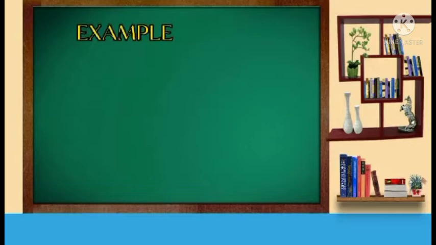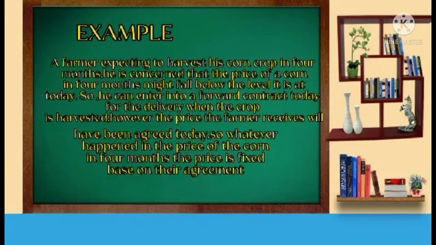For example, a farmer is expecting to harvest his corn crop in 4 months. He is concerned that the price of corn in 4 months might fall below the level it is at today. So he can enter into a forward contract today for delivery when the crop is harvested. The price the farmer receives will have been agreed today. So whatever happens to the price of corn in 4 months, the price is fixed based on their agreement.